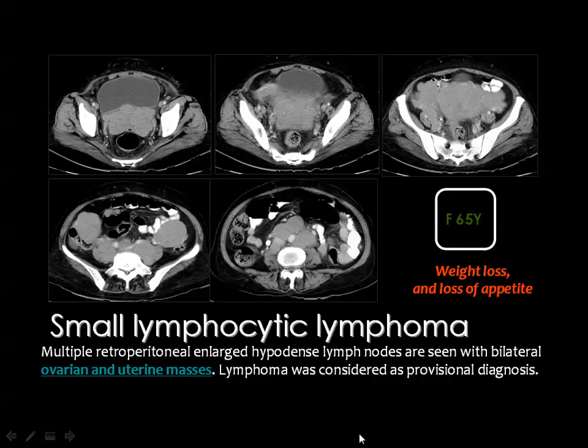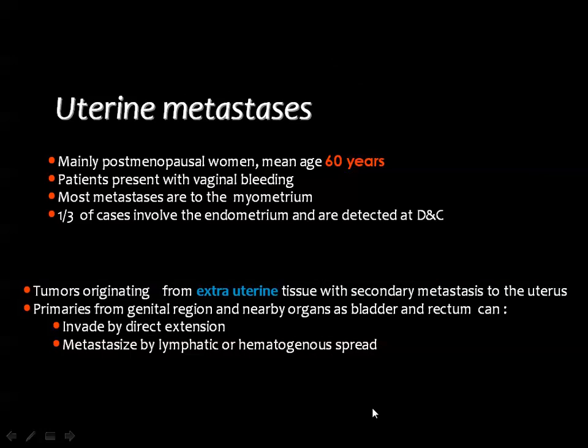And this is another case of lymphoma affecting the uterus and the ovaries, and one of the helpful landmarks is the detection of bulky homogeneously enhancing retroperitoneal lymph nodes. Metastases are very rare to the uterus, and they are not usually diagnosed by imaging. They are diagnosed during curettage and sampling.